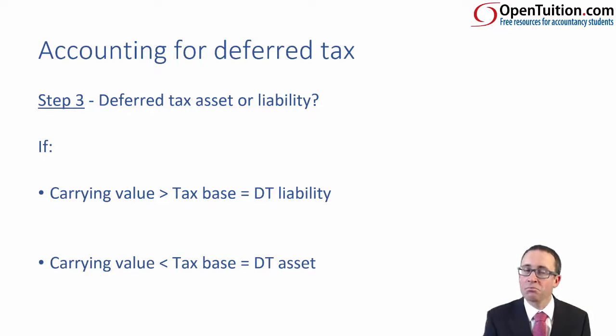Does that make sense? Let's say it again. If your carrying value is greater than the tax base, there is a deferred tax liability. That liability means we're going to pay more tax in the future. Why will we be paying more tax in the future? Well, if the tax base is much lower than the carrying value, it's because we've claimed more tax allowances, isn't it? If we've claimed more tax allowances today, there'll be less to claim in the future. If there's less to claim in the future, we will pay more tax, won't we?